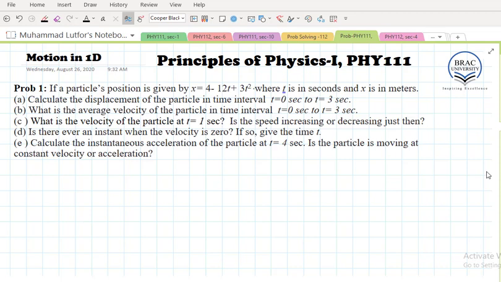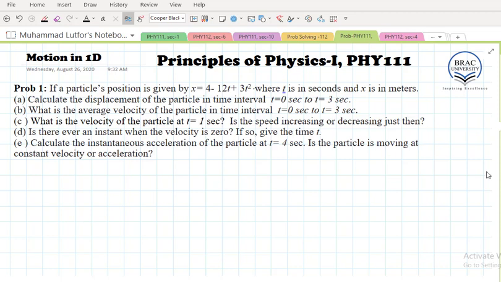In this session we'll talk about the motion in 1D. In our theory part we already discussed motion in one dimension: what would be the position, velocity, acceleration, instantaneous velocity, instantaneous acceleration, average velocity and average acceleration. That's the thing we are going to find out mathematically.